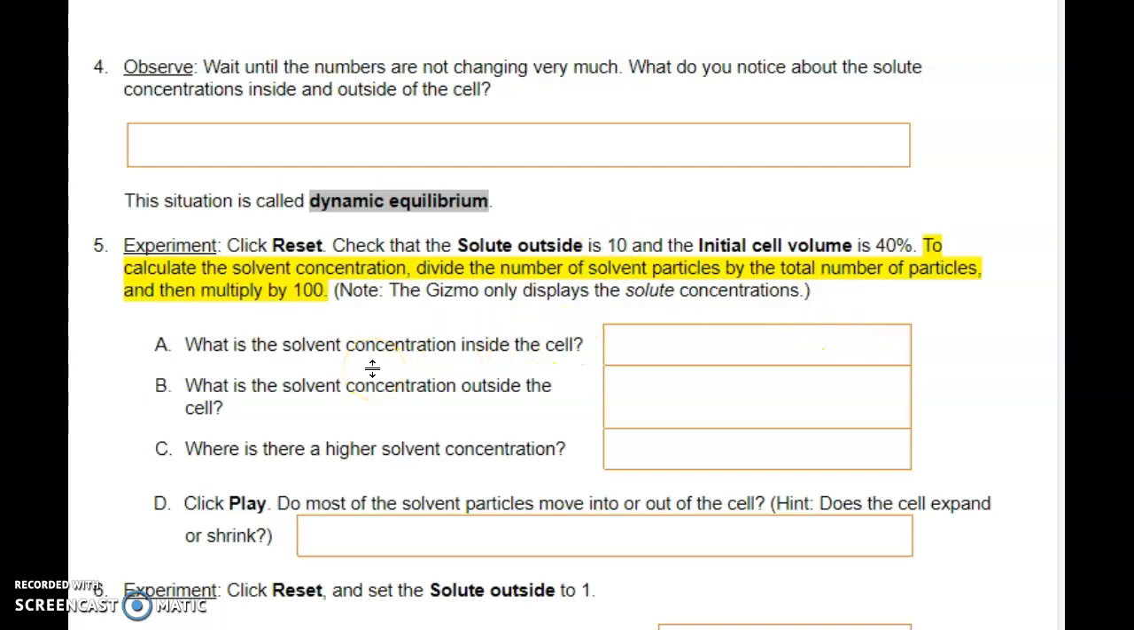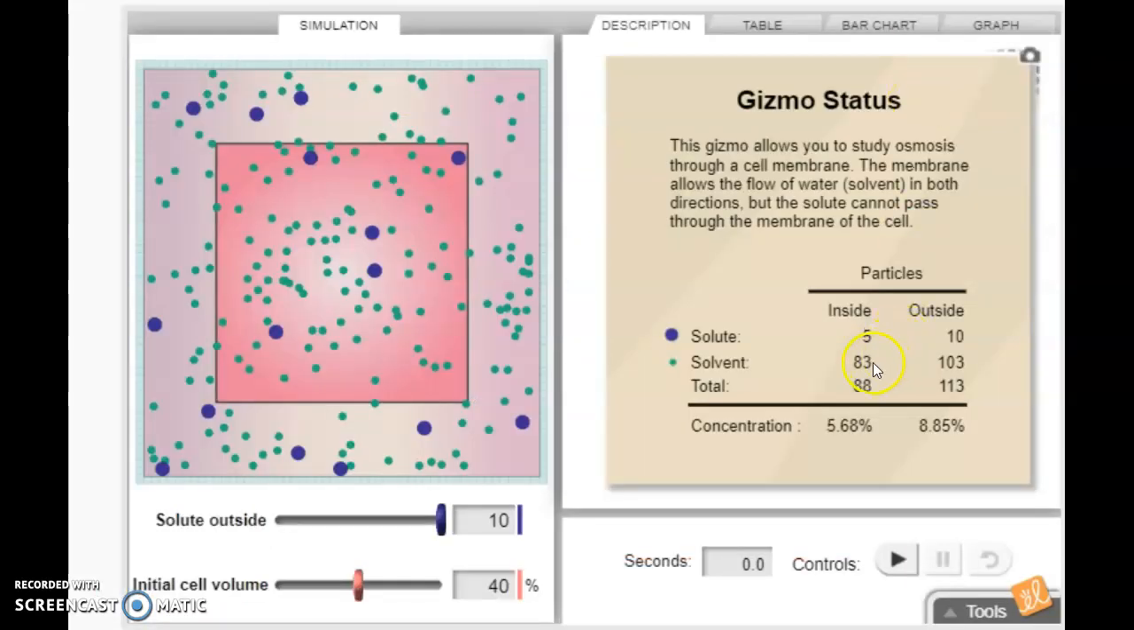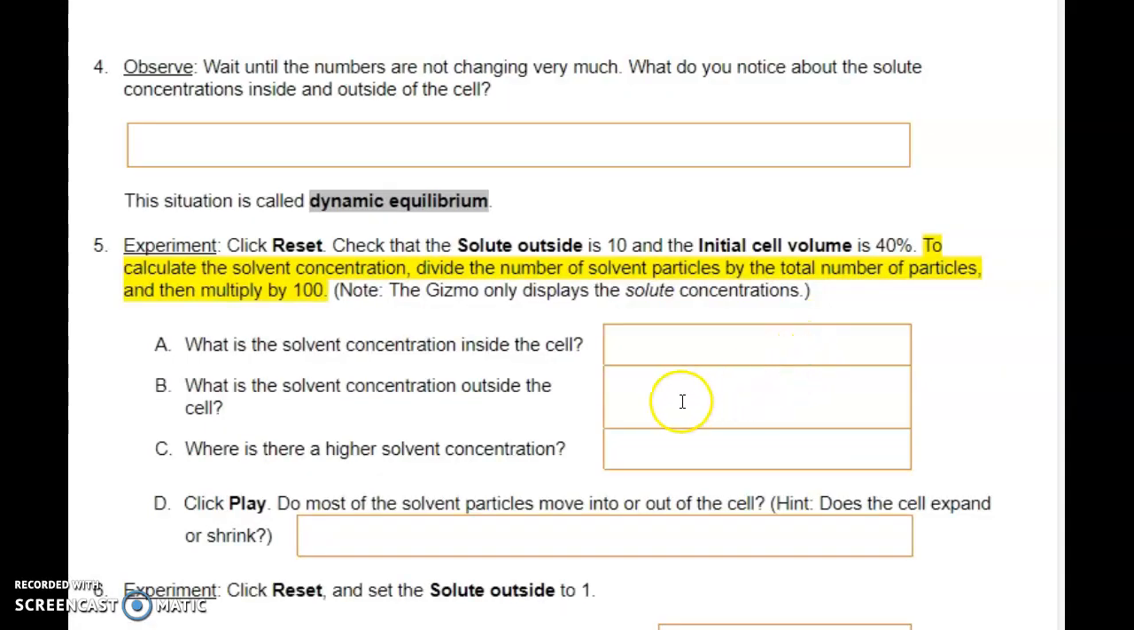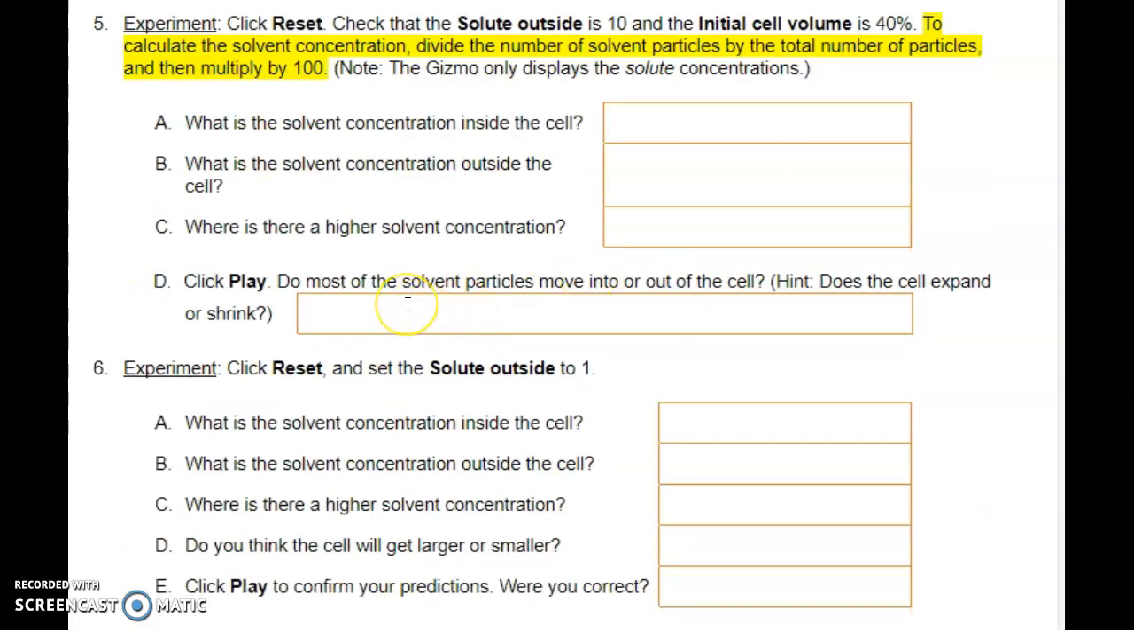So here we're going to take a look at the solvent concentration. So you're going to divide the number of solvent particles by the total number of particles and multiply by 100, much like you did with the solute. So for solvent, for example, I have 83 particles inside with a total of 88. So I take 83 divided by 88 and multiply that answer by 100 to make a percentage. And then you'll do the same thing on the outside. State which one has a higher concentration, then you'll click play and see if the cell expands or shrinks.